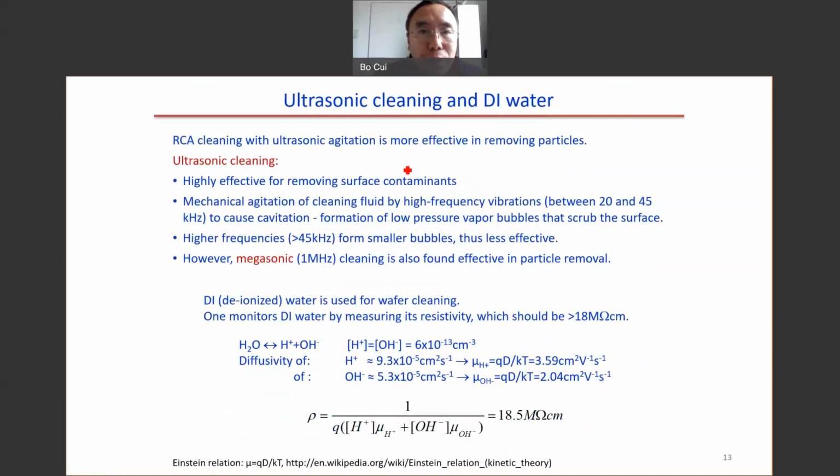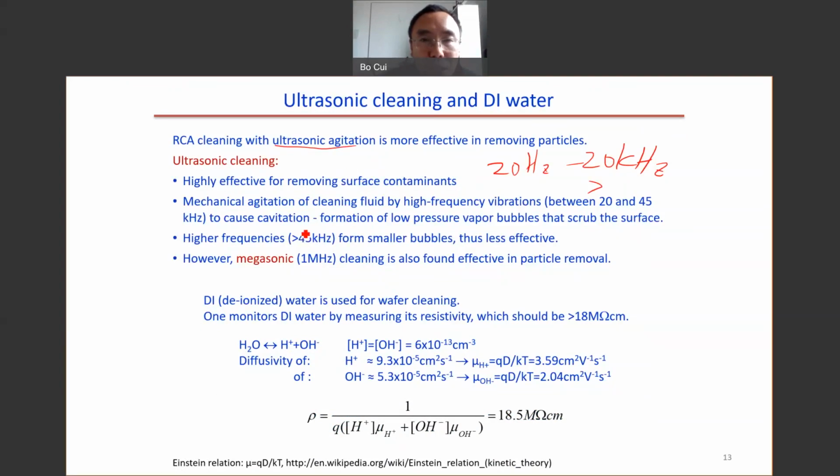Through the cleaning process, we can also do ultrasonic agitation. This will remove particles by shaking. So ultrasonic is to remove the particles. We know that sound is 20 hertz to 20 kilohertz. But higher than 20 kilohertz is ultrasound. So normally it's 20 to 45 kilohertz.